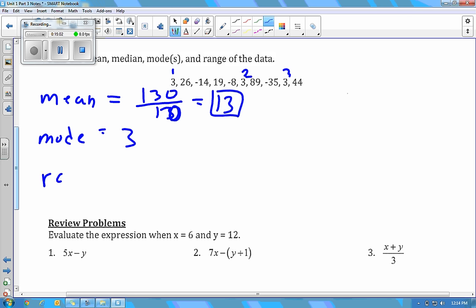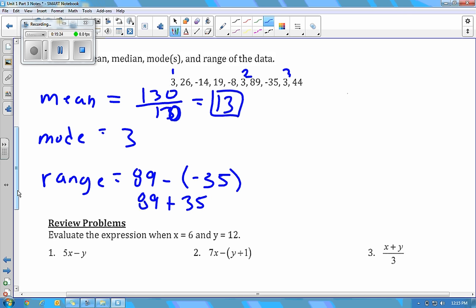For my range, I do the biggest number minus the smallest number. The biggest number I have on here is 89, minus the smallest number, negative 35. So when I subtract those, remember we said to subtract, we change it to addition and add the opposite. So subtraction becomes addition, the opposite of negative 35 is 35. 89 plus 35, you get 124. So that's my range. Okay? Make sure you get that written down, and I'm about to erase all of that.